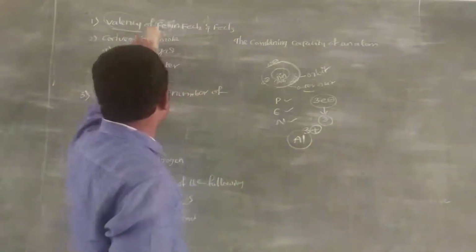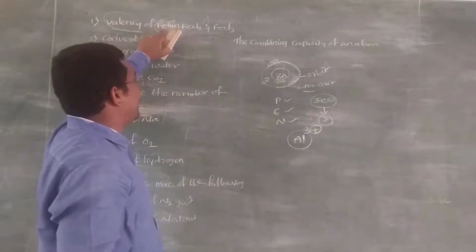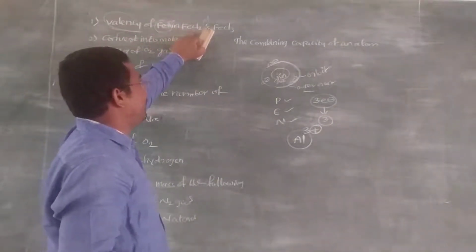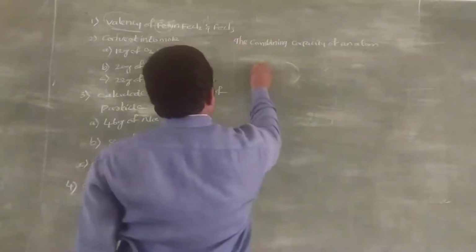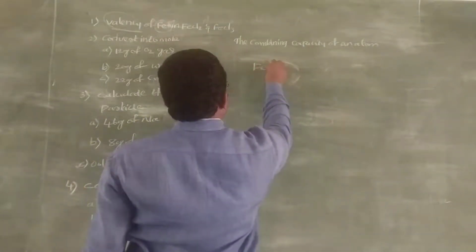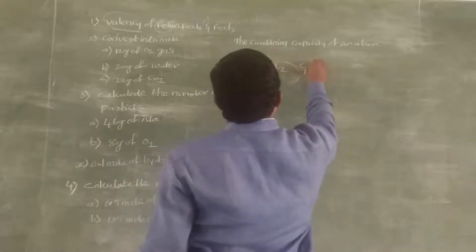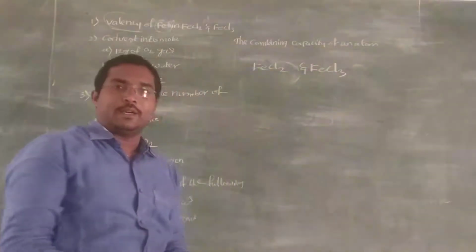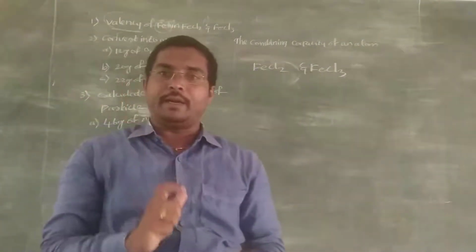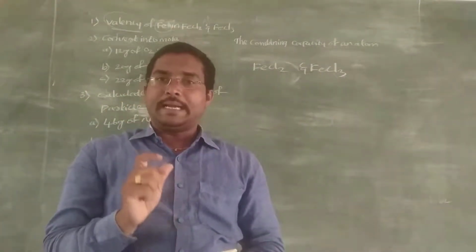But here, the valency of iron in FeCl2 and FeCl3. See here, FeCl2 and FeCl3. Here we have Fe. What is Fe? Iron. What is the Latin name of iron?